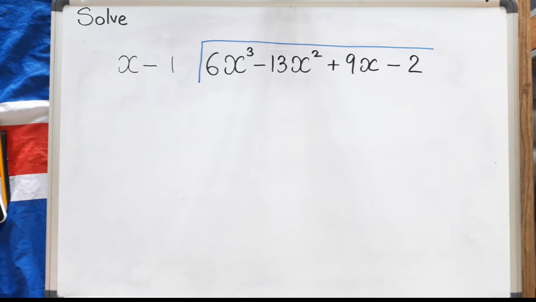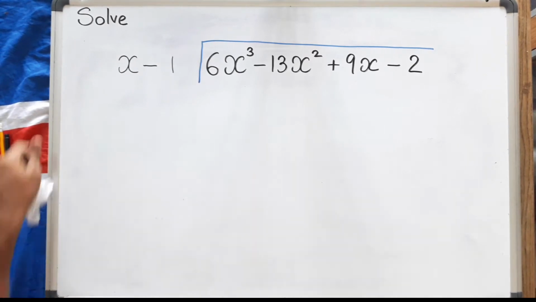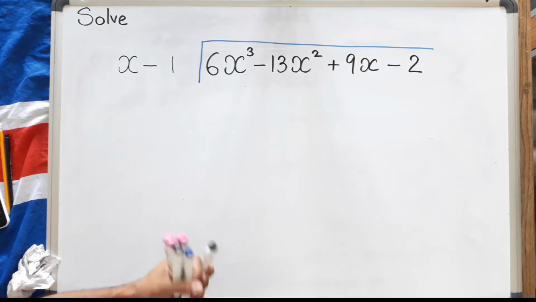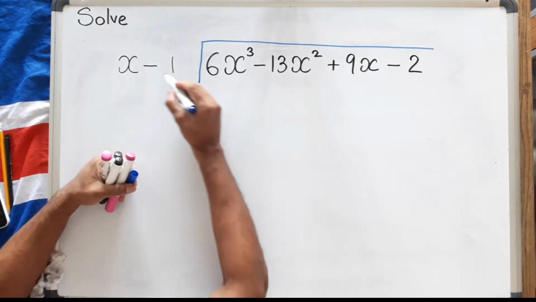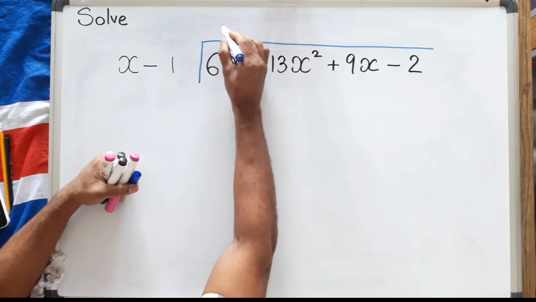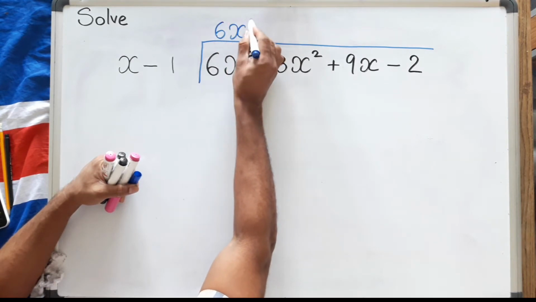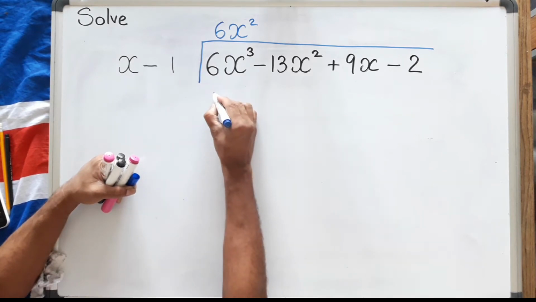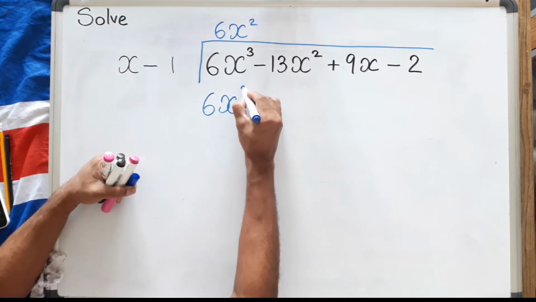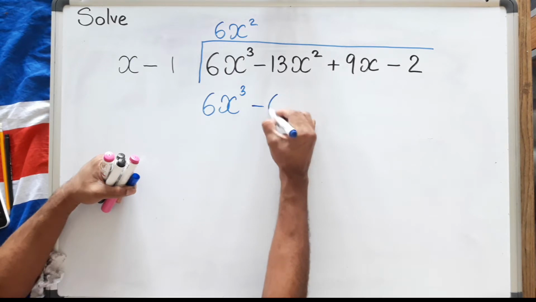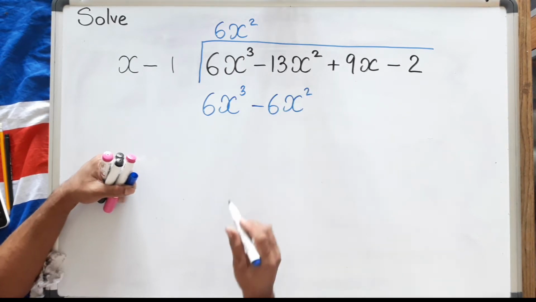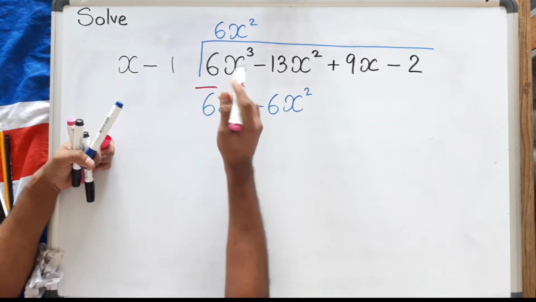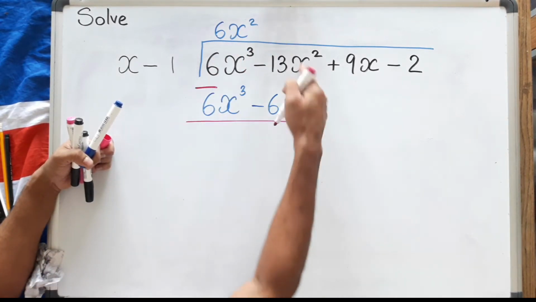Let's see if we're correct. Let's start dividing. I'm going to do this kind of quick because you all should be very familiar with this. So x into 6x cubed is 6x squared. I'm going to take the 6x squared and multiply both of them. So I'm going to get back 6x cubed minus 6x squared. Well, you know the procedure here. You have to put a minus sign. The minus sign belongs to both items.